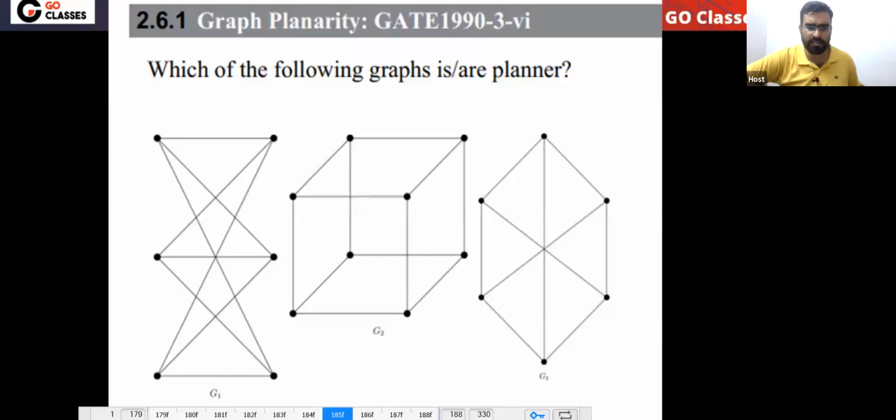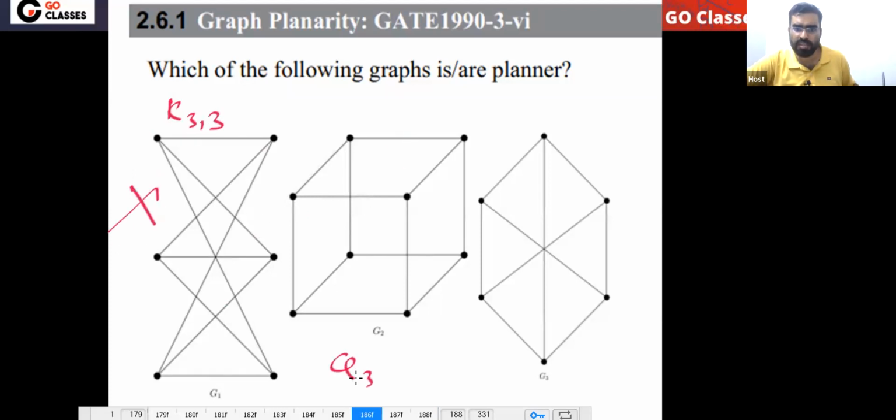Which of these graphs is planar? This is your K33, and this is not planar, we already know. This is your Q3. This is planar, we know. And this graph is actually very easy to make planar. Is this graph planar? What do you think? This G3, is this graph planar?